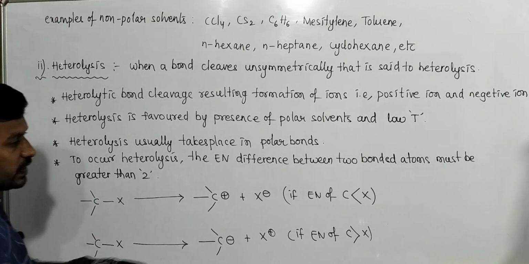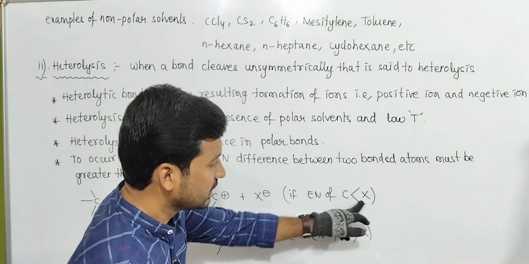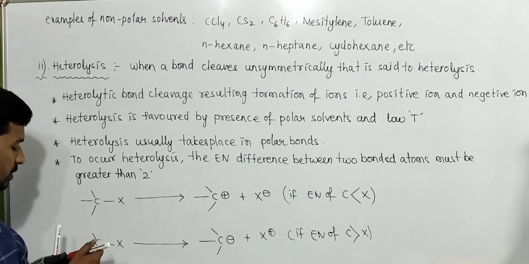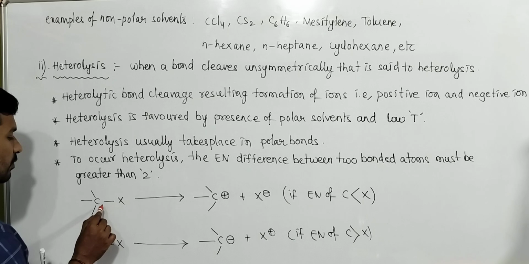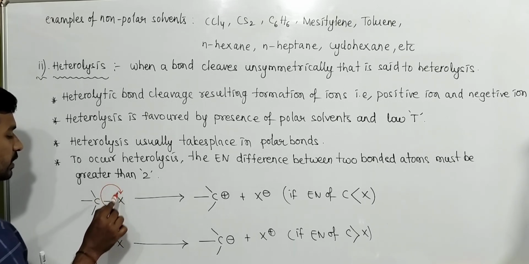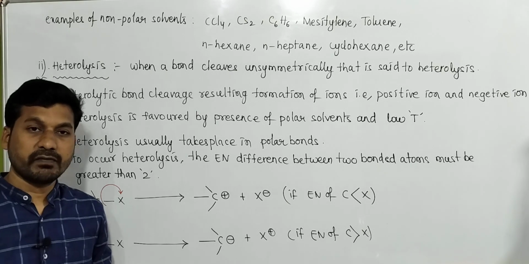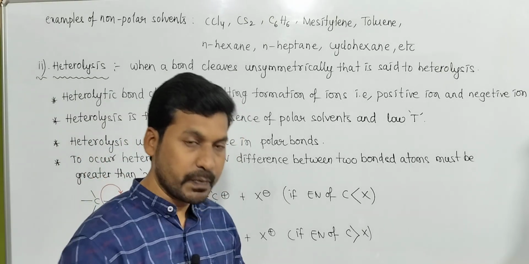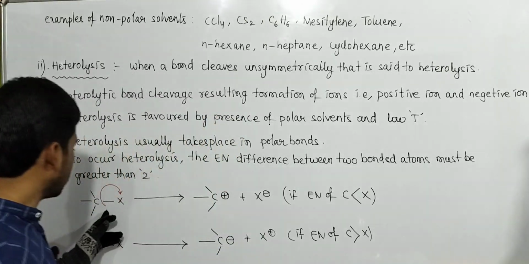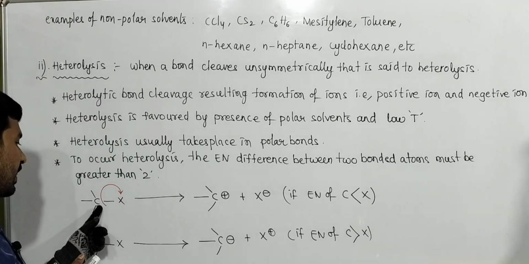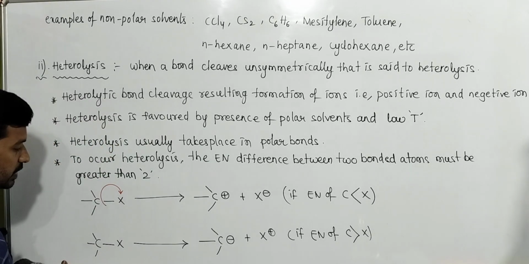See, if the electronegativity of X is greater than that of C, that means X is more electronegative than C, and then bond cleavage takes place like this. What is electronegativity? The tendency to pull the bond pair electrons towards itself. So X takes away the electrons, and X becomes negative.